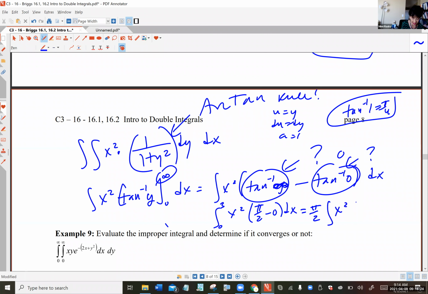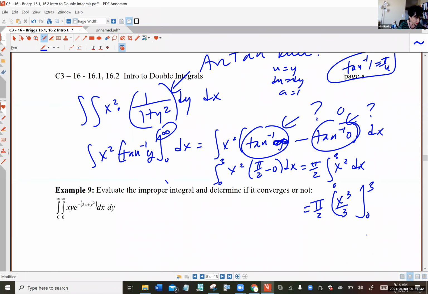I'll pull the pi halves out because it's just a multiple. And then we go ahead and integrate this. Okay, x cubed over 3, and evaluate that between 0 and 3. And I get 3 cubed over 3, 27 thirds. I think that reduces to 9. Final answer, 9 pi halves.